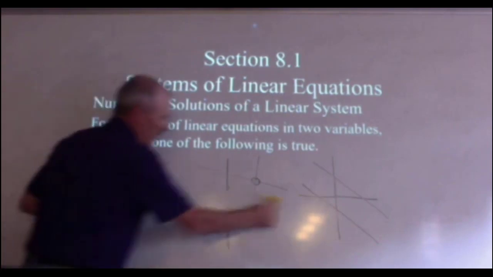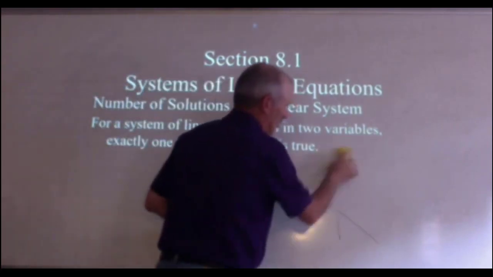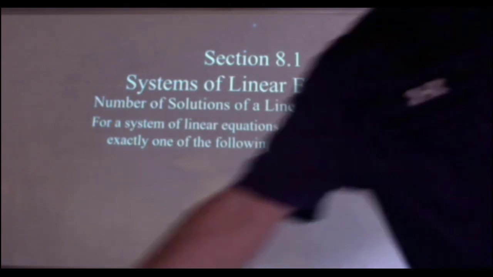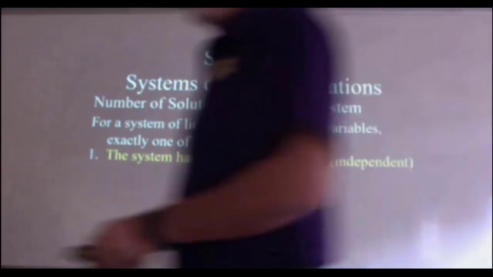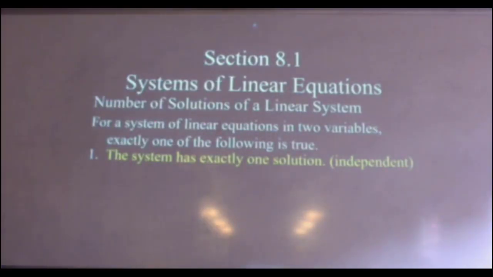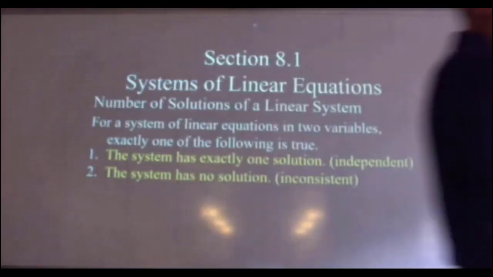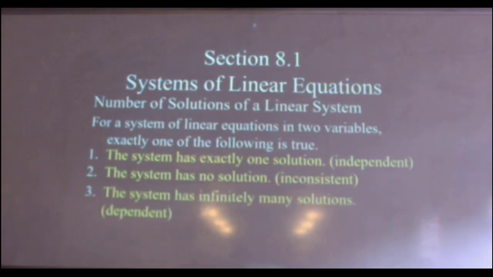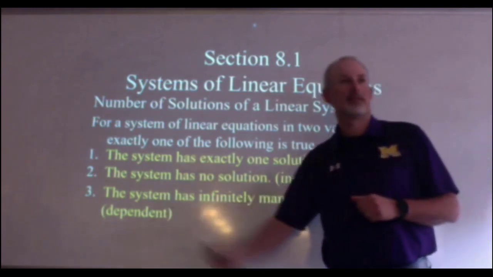You might have exactly one solution where the two lines intersect. You might have no solutions where the lines are parallel, and then you might have infinitely many solutions if the lines actually coincide with each other. So here's our first one. You might have exactly one solution, and that type of system is called an independent system. The next one is a system that has no solution. That's the parallel lines, and that is called an inconsistent system. And then the last option is the one where they're actually the same line, and they have infinitely many solutions, and that is called a dependent system.